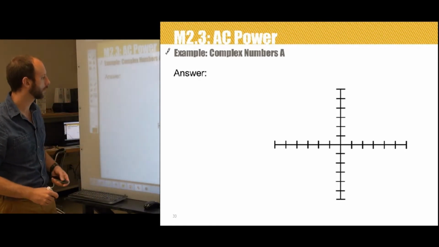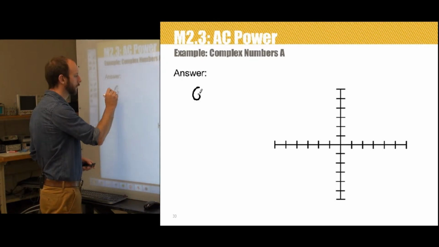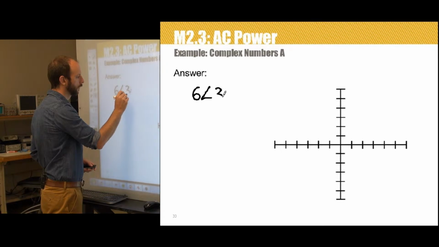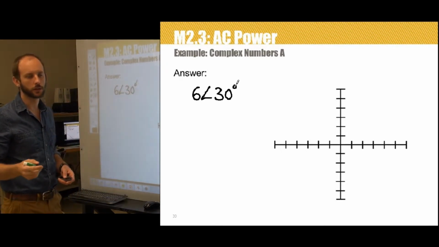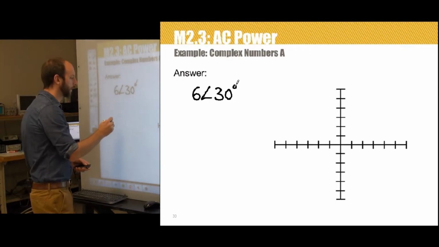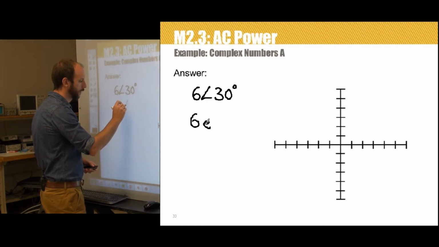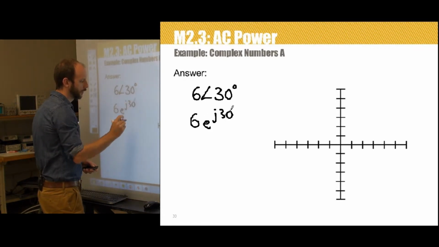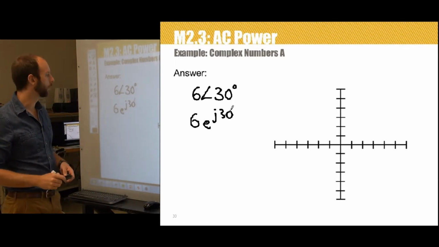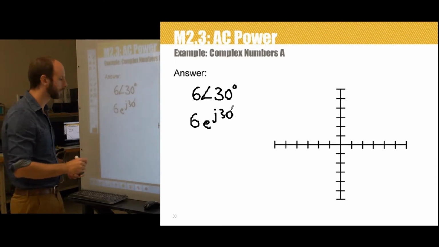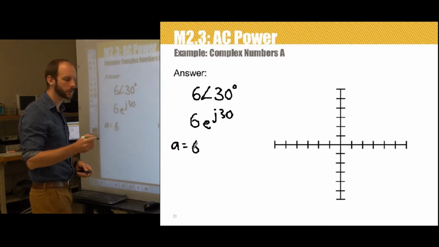So let's start here. We have 6 at angle 30 degrees. That one's relatively straightforward to convert into exponential form. It is just 6e to the j30. That's the direct conversion, so not much needs to be done there. If we want to convert that over to rectangular form, a is going to be equal to 6 times the cosine of 30.